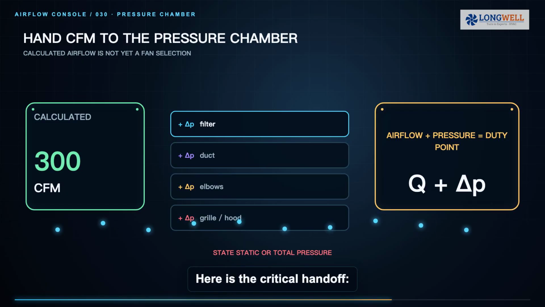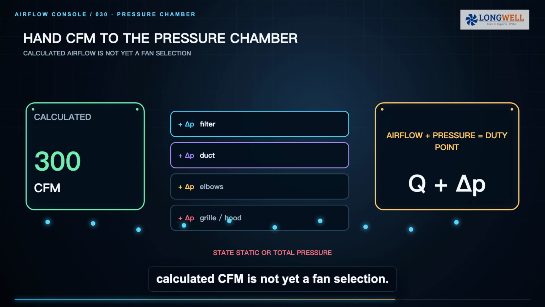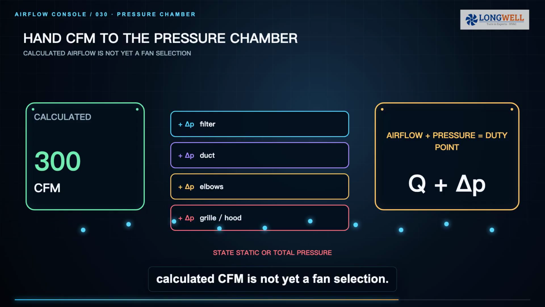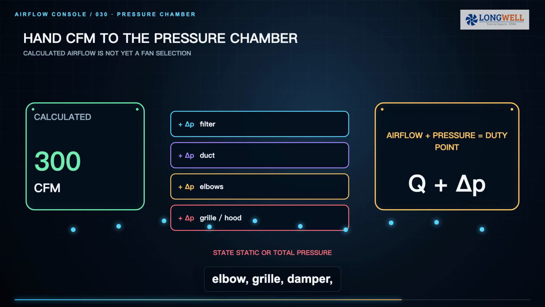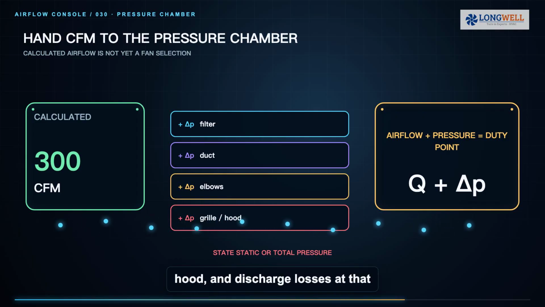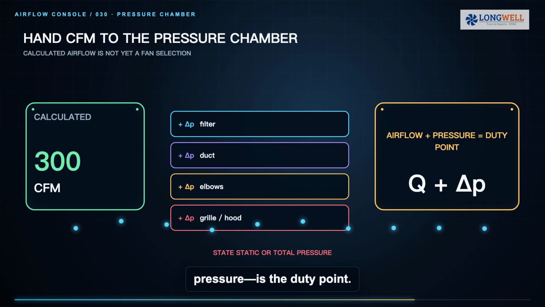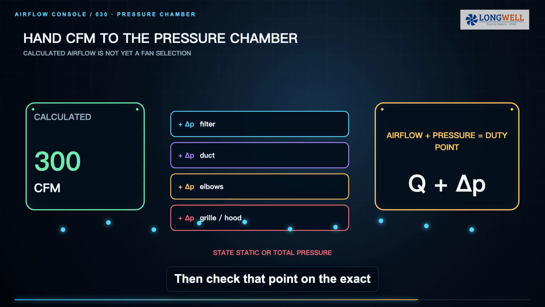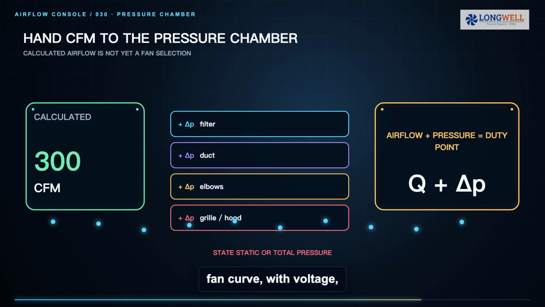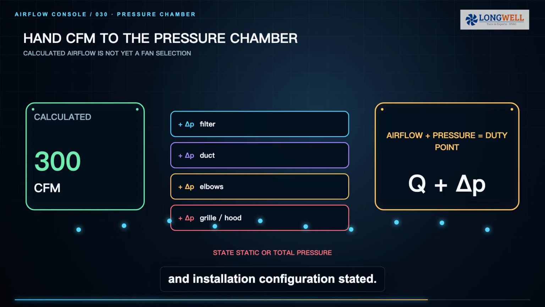Here is the critical handoff: calculated CFM is not yet a fan selection. Add filter, coil, duct, elbow, grill, damper, hood, and discharge losses at that airflow. The pair airflow plus static or total pressure is the duty point. Then check that point on the exact fan curve, with voltage, speed, air density, sound, and installation configuration stated.